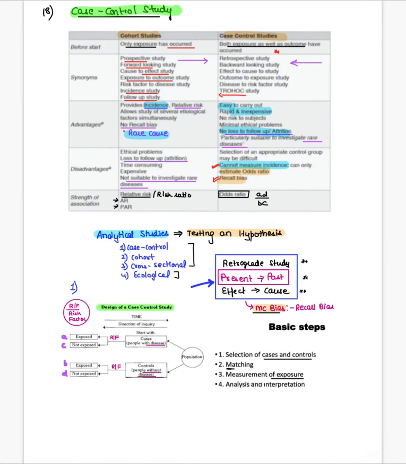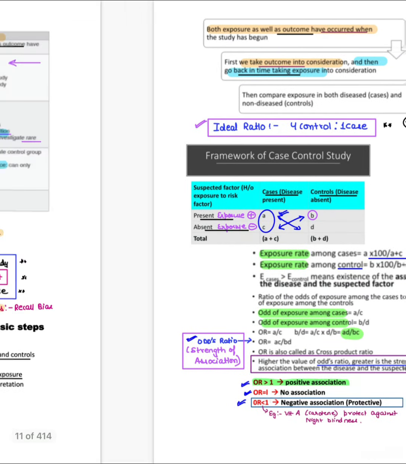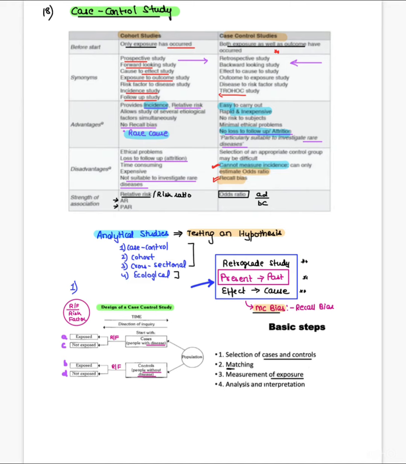Then the next question, the one they ask you on the case control study, guys. So you remember this was the case control study, as I discussed. This case control study is basically a retrograde study, guys. Here we move from present to the past. We are going back in time and we are analyzing it. That is important in your case control study. Both exposure and outcome have occurred, guys. This is a retrospective, backward looking study, effect to cause study. We are moving back in time, guys.